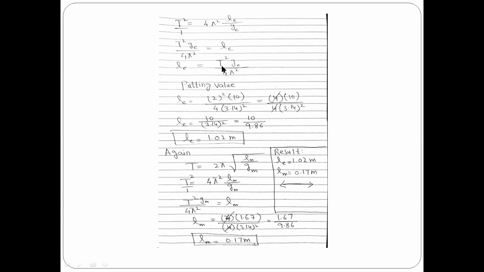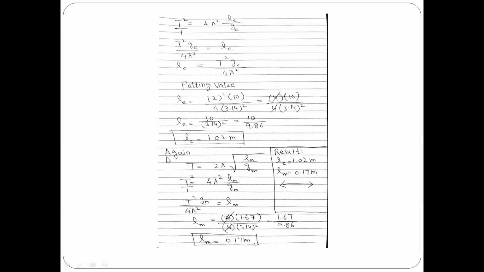I just put the value. T value is 2 and value of G on Earth is 10, and 4 pi square, value of pi is 3.14. So 2 square is 4 and 4 will be cancelled with this. So 10 divided by 3.14 square, first of all you will take 3.14 square, which is 9.86. 10 divided by 9.86, you will get length on Earth is equal to 1.02 after rounding off. Your unit of length is meter.